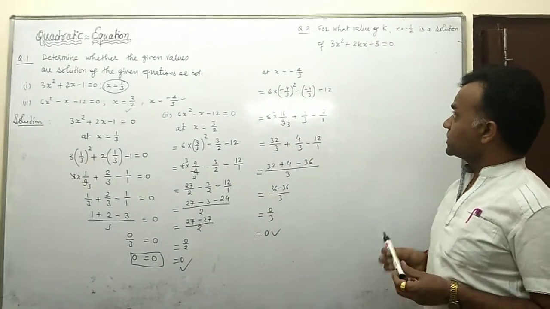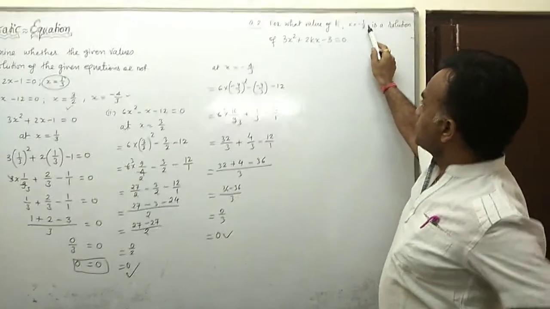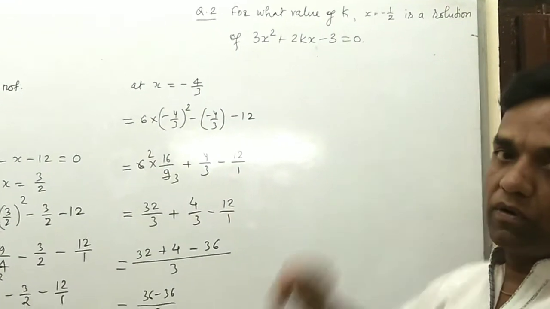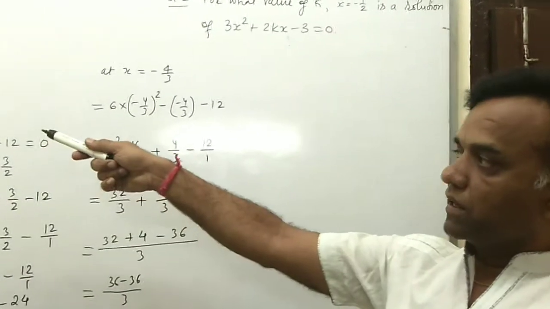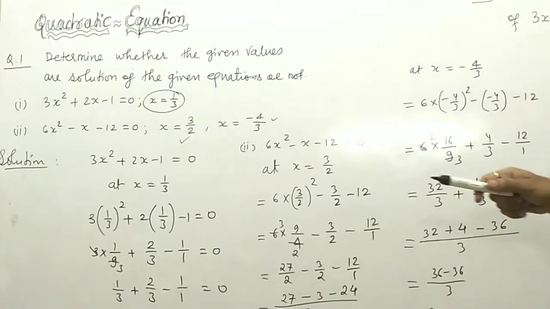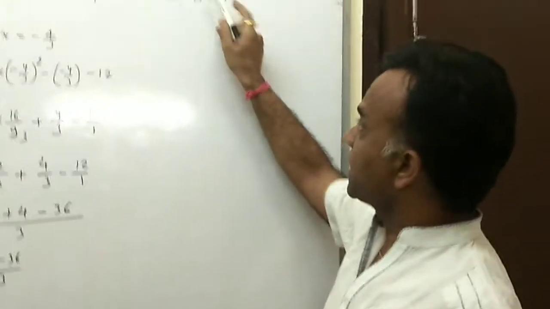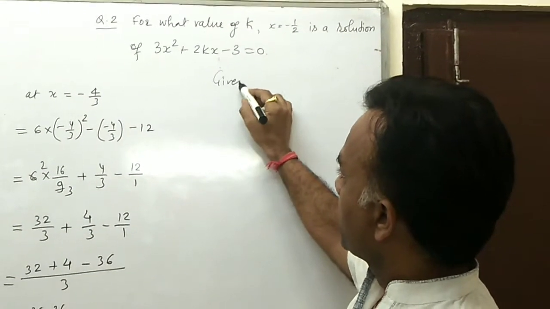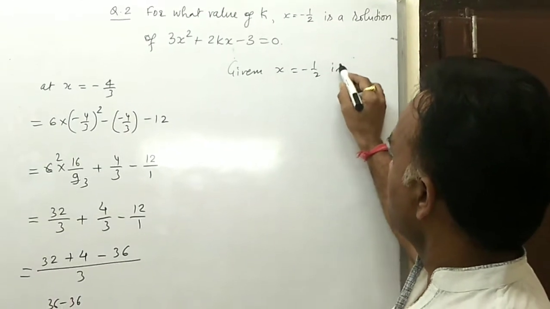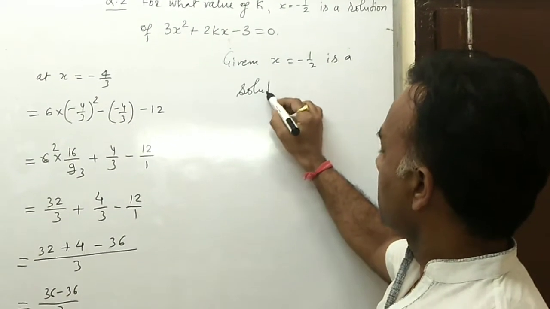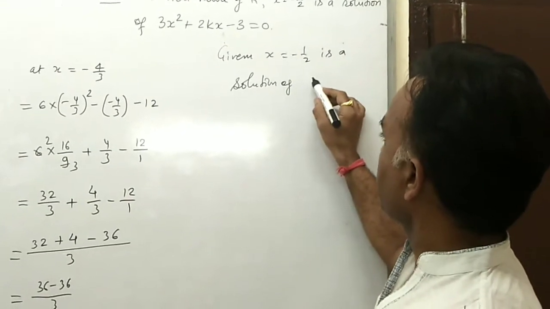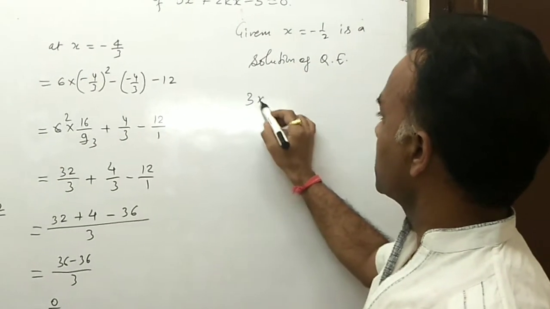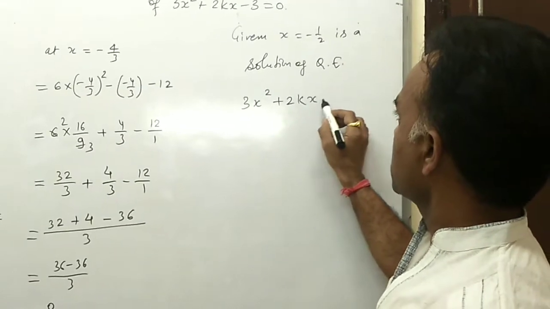Okay, then the next question is, for what value of k is x equal to minus 1 by 2 a solution of 3x square plus 2kx minus 3 equal to 0. In the previous question we checked whether a value is a solution, yes or no, but here 1 by 2 is given as a solution. So first you write down that x equal to minus 1 by 2 is a solution of the given quadratic equation.